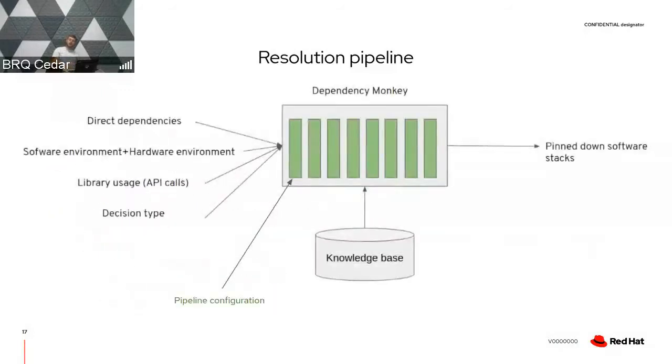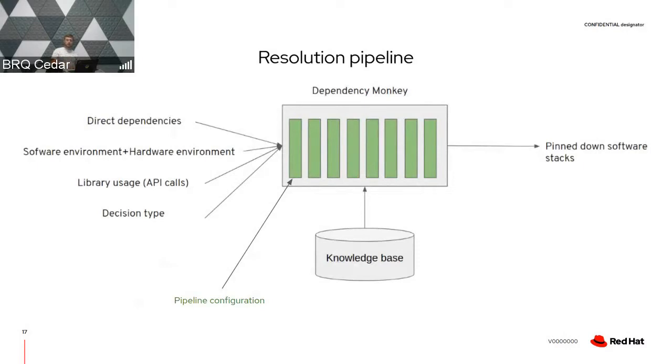Okay. If we take a look at Dependency Monkey as a component, we already know the pipeline. So in green, these green rectangles are pipeline units. They are grouped into a pipeline configuration, and this pipeline configuration is used by Dependency Monkey and a resolver that can resolve software stacks that are respecting Python packaging requirements or Python packaging guidelines, and can resolve pinned down software stacks with certain aspect, with certain quality.